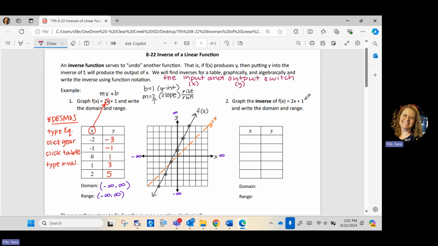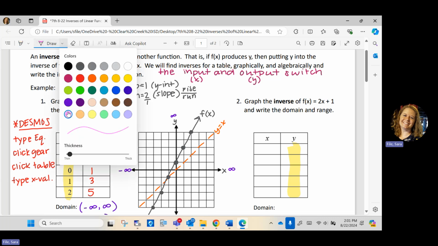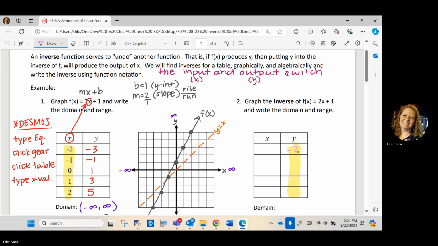Okay, so here in number 2, it says to graph the inverse of that function that we've graphed, the original function. Now they want us to graph the inverse of it. Okay, well, to find the inverse, I'm going to switch all the inputs and outputs, all the X's and Y's. So what was the X column over here is going to become my Y column. I'm going to put all of those X values as my new Y values.